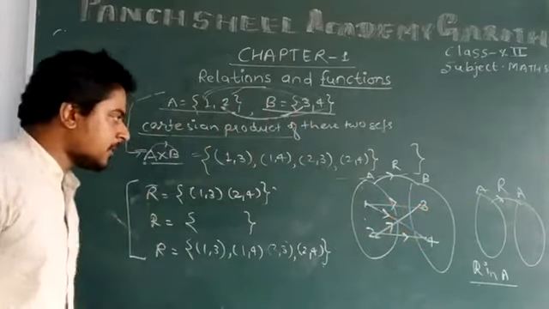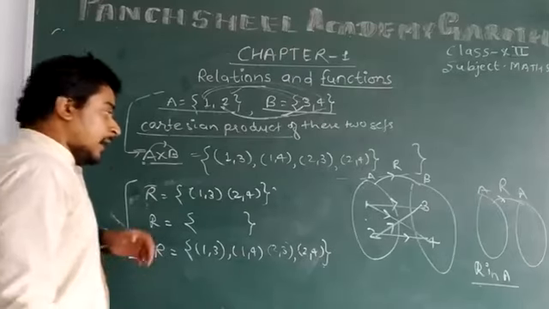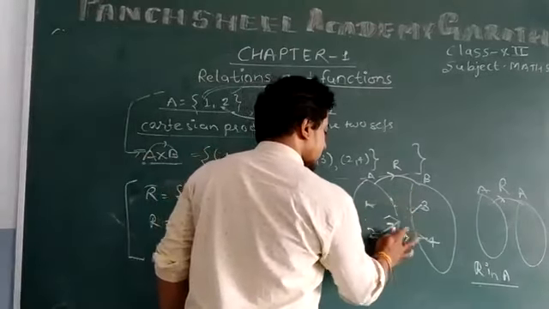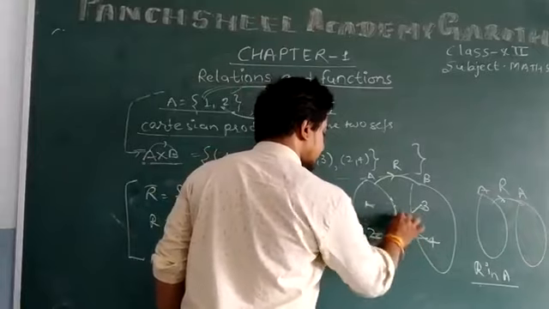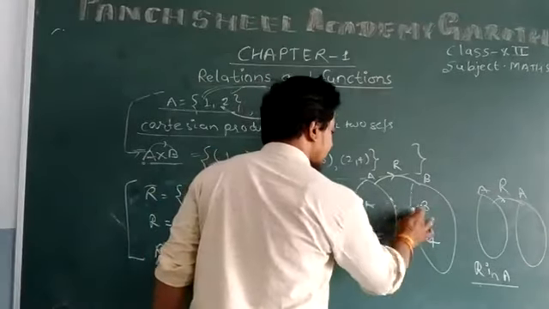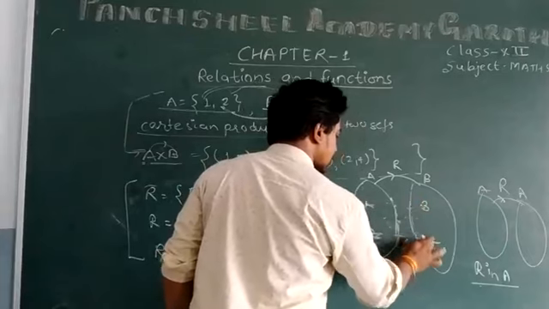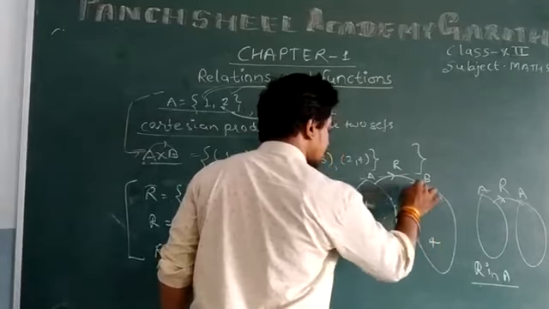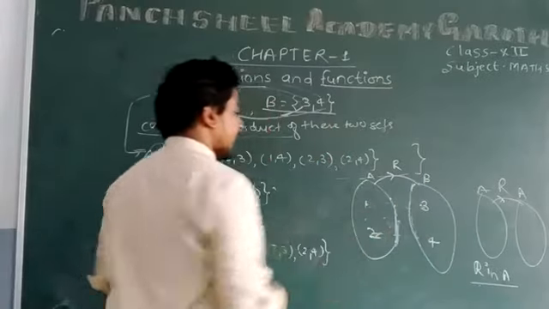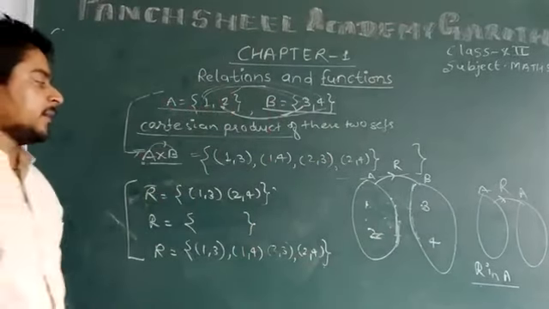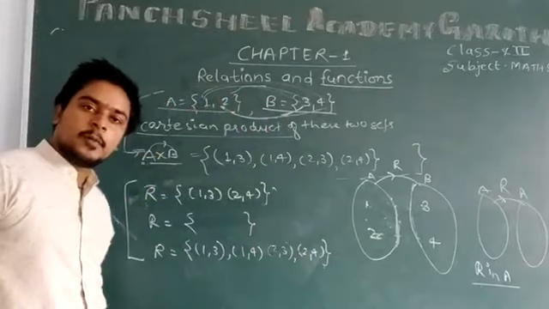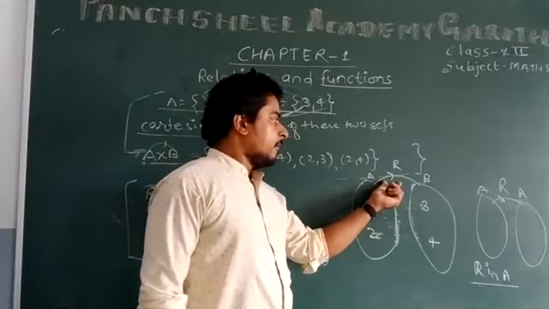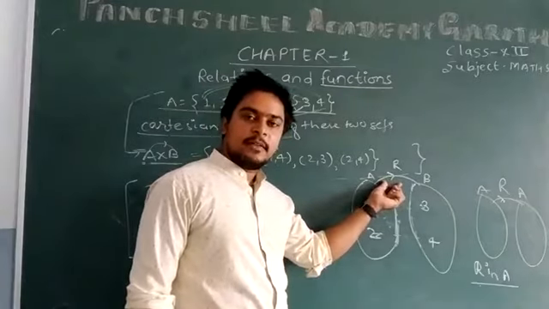It may also be possible that R never connects any element of set A with any element of set B. It may also be possible, but we have defined this relation.